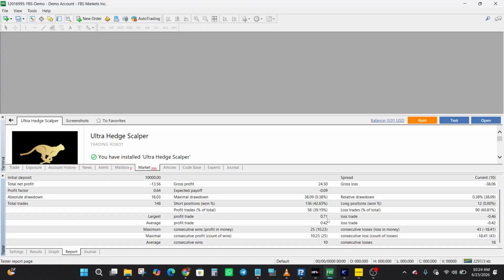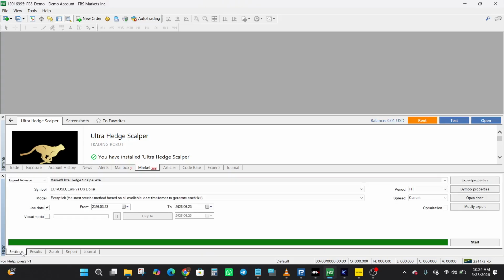Largest profit was just 71 cents, largest loss 46 cents, average profit 42 cents, average loss 42 cents. That means that the risk to reward ratio is exactly 1:1, judging from the average profit and average loss. But let's turn on the visual so we can also see the EA in action. All right.